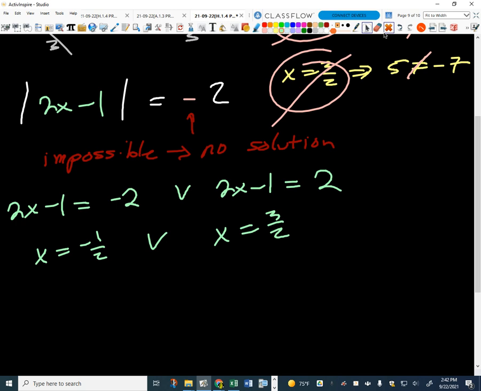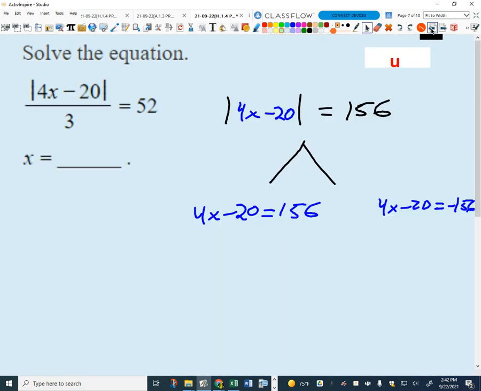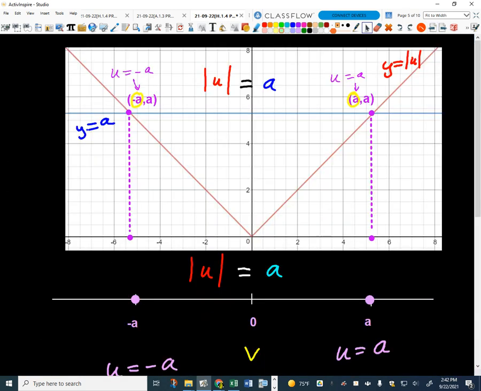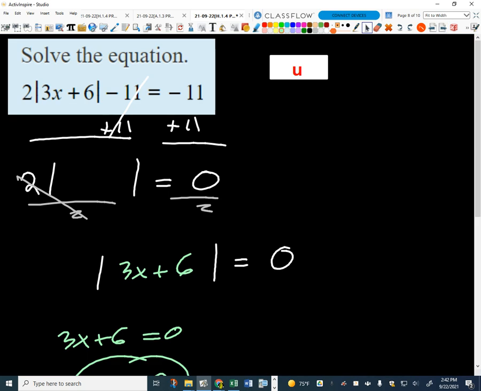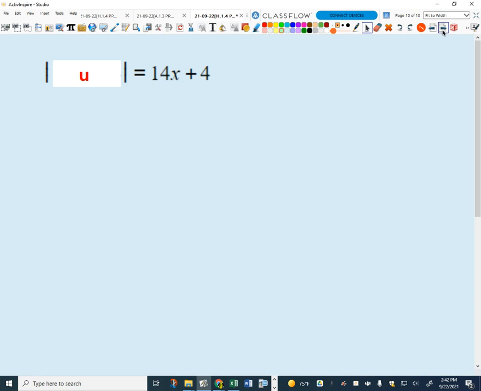If we go back to this picture, it'll make sense. Look at our absolute value graph. If I have the absolute value of u is equal to a negative number, well, y equals a negative number is a line down here. That's never going to intersect the red graph, is it? So there's no solutions. Okay? All right. One more. How about this one?